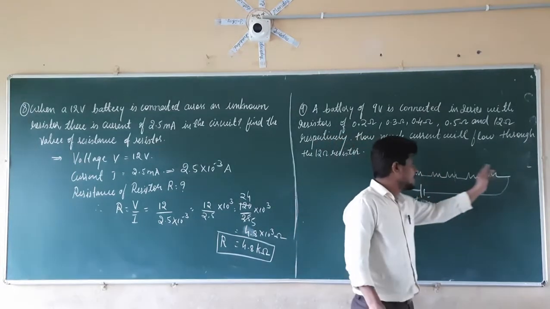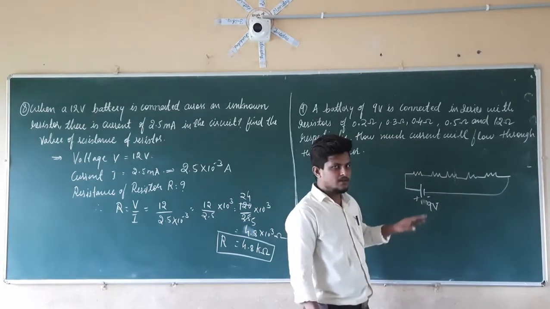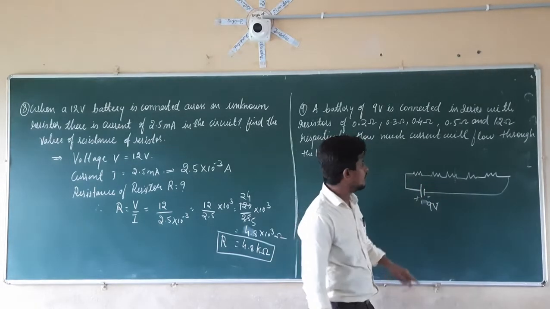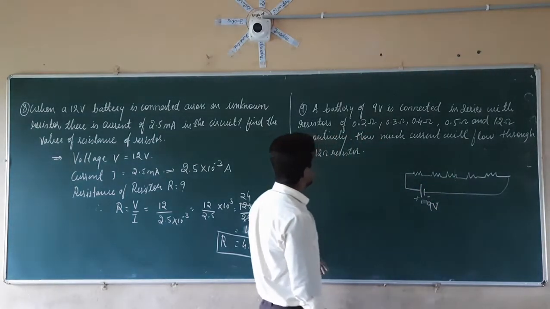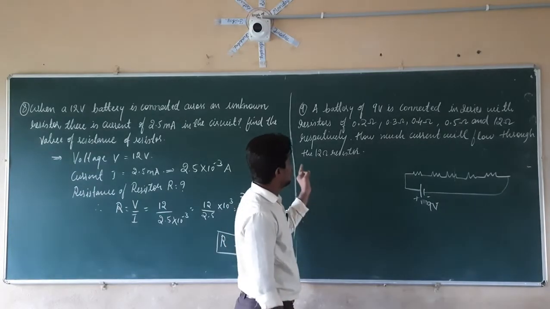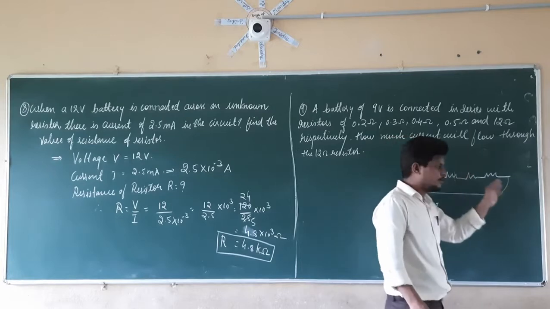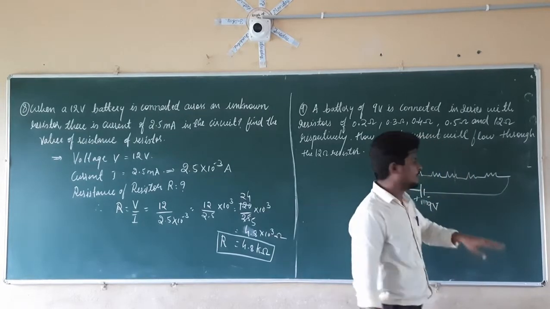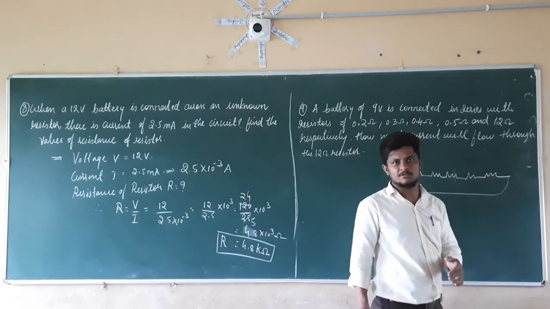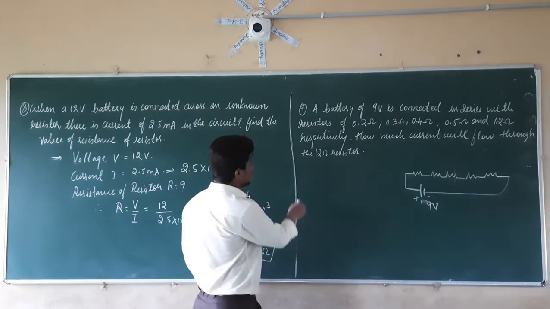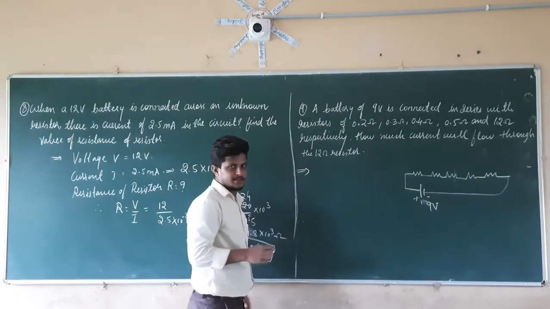So whatever current is going to flow in this circuit will be equal to the current flowing through each resistor. So in the problem statement they ask how much current will flow through the 12 ohm resistor. That is nothing but whatever current is going to flow in this circuit, it will be the current flowing through the 12 ohm resistor also, since it is connected in series. So first what we have to do here is find out the total resistance.